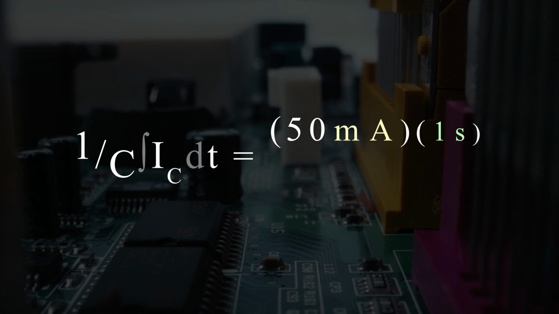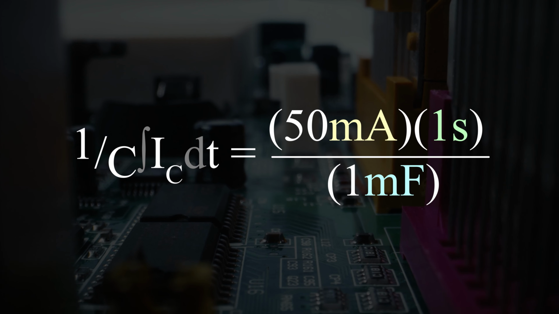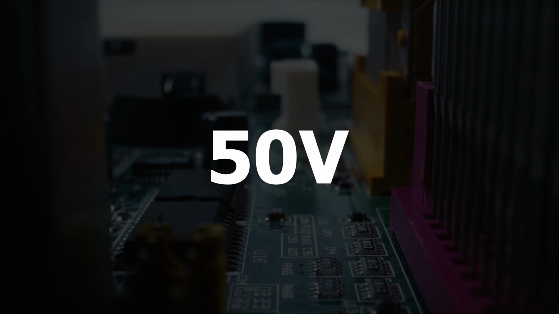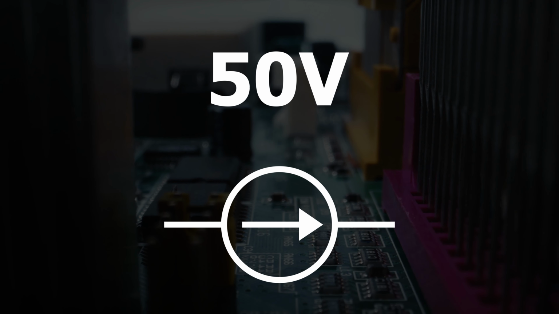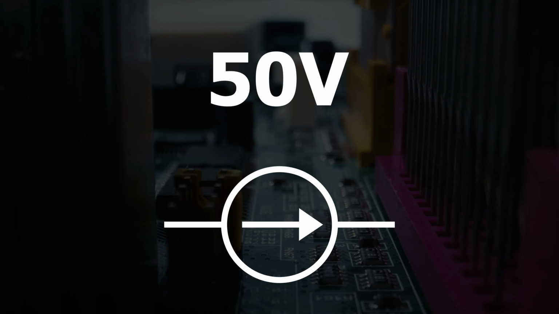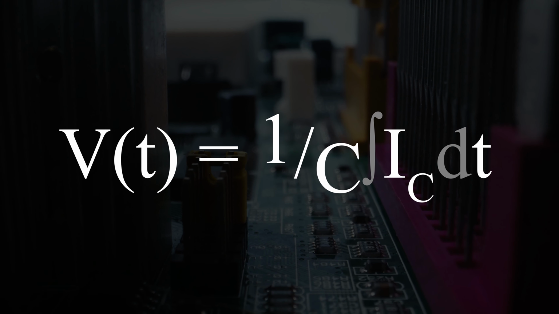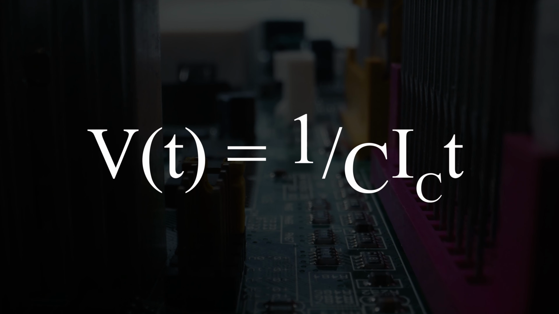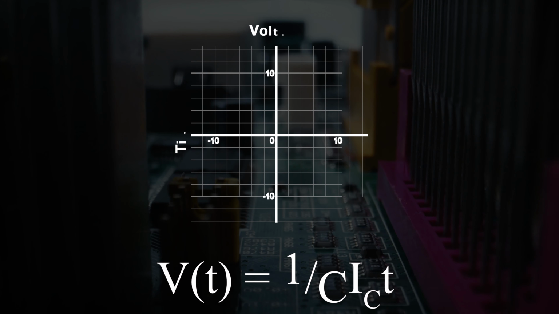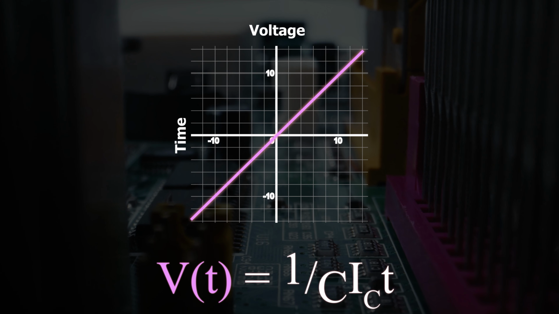To revisit the original question, the capacitor will receive a voltage of 50 volts. Note that since the current is constant and doesn't vary as a function of time, we can simply integrate by multiplying by t. This means that for any constant values, the equation simply returns a linear function.